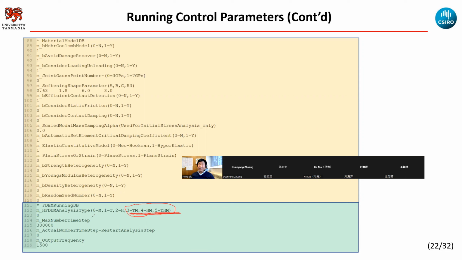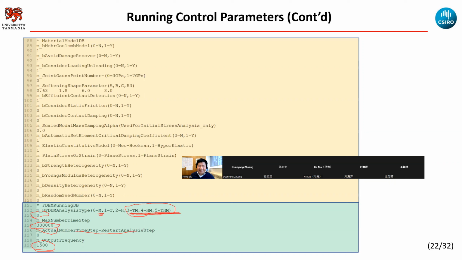For your case, we do the split-Hopkinson bar. We only do the mechanical calculation. It's unnecessary for us to consider the thermal and hydro. Here this is how many steps you will calculate. I will calculate 300,000 steps, and I will output the data every 1,500 steps.